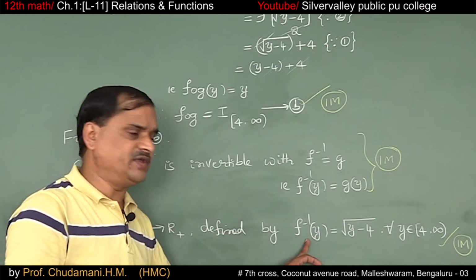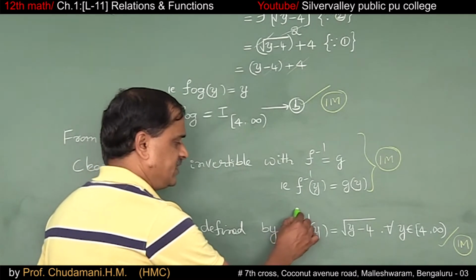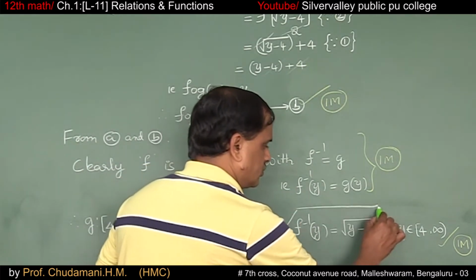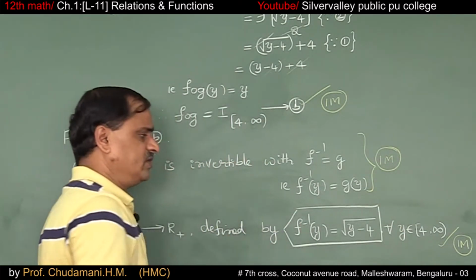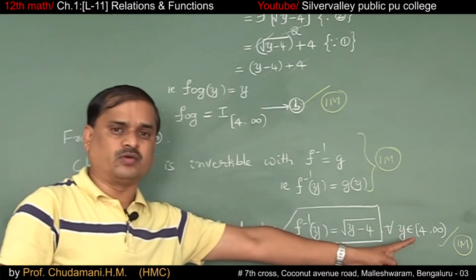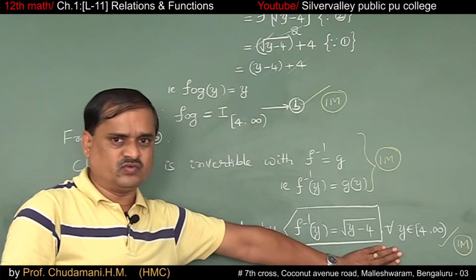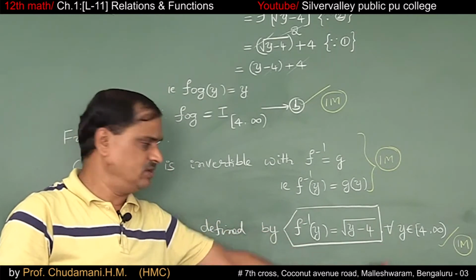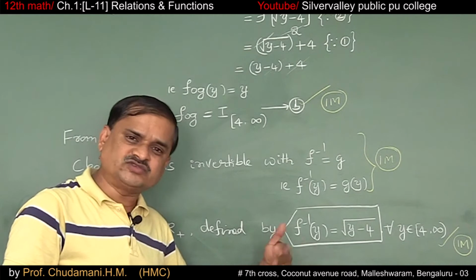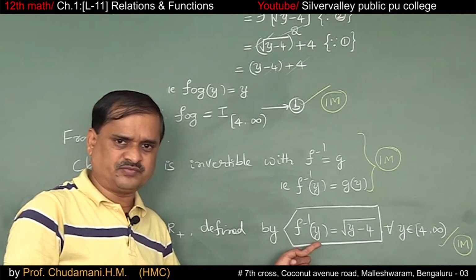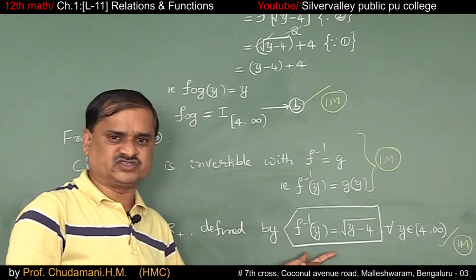So therefore f inverse y is equal to root of y minus 4 for all y belongs to codomain 4 to infinity. So to writing f inverse, one more mark, the fifth mark actually. You can write this in terms of x also. Instead of y, you can write in terms of x also.